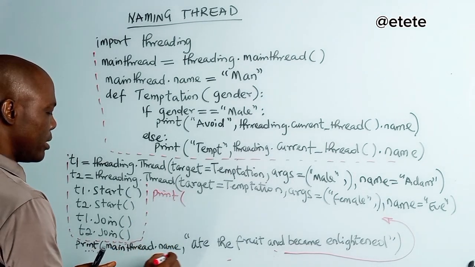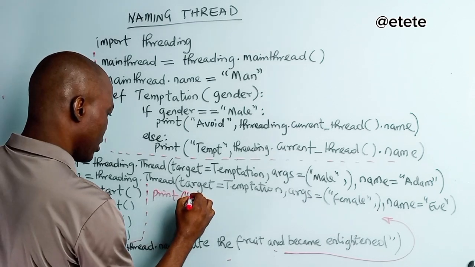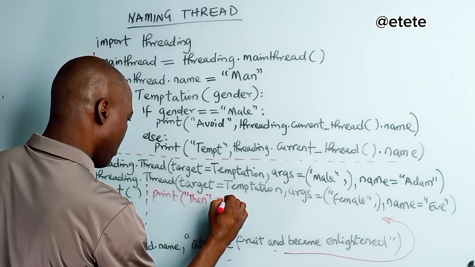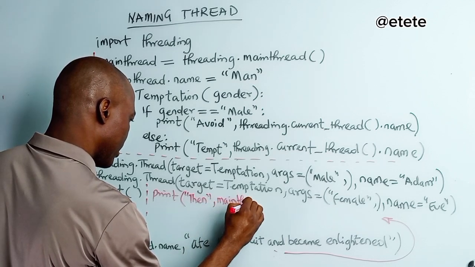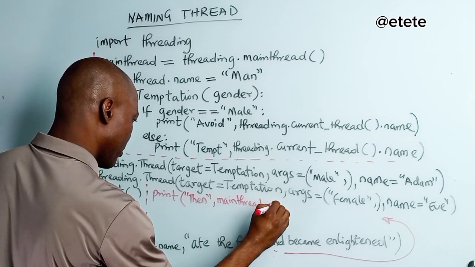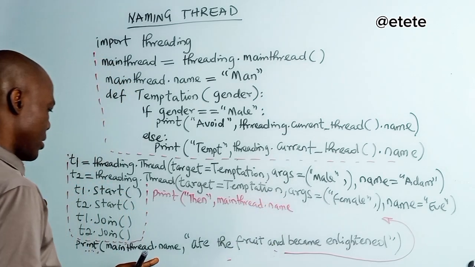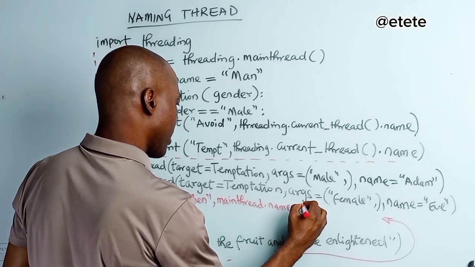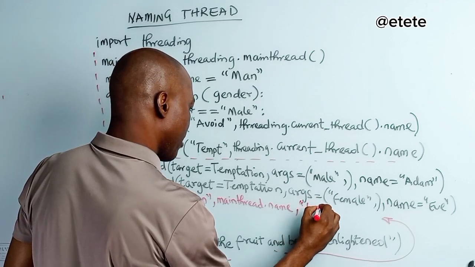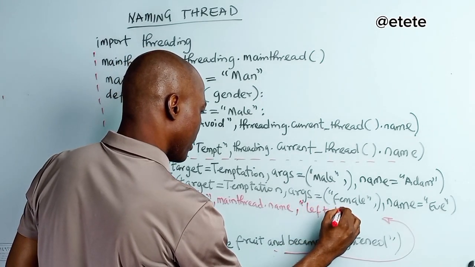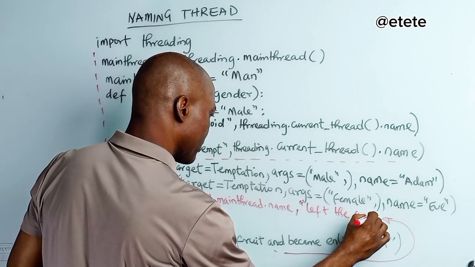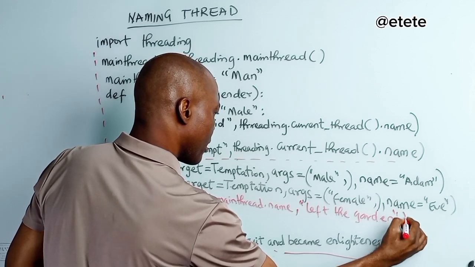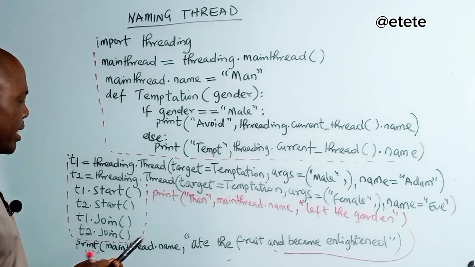right? Main thread dot name, then main thread dot name, comma, left the garden. Right? So this is the final thing that I want you to print out.